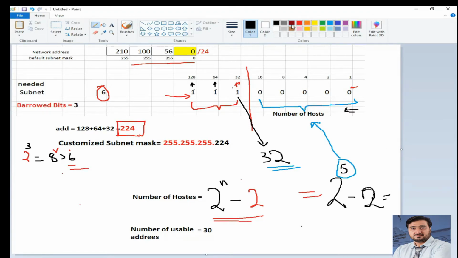Let me take some other color. 30. Okay, this is equal to 30. 2 power 5 minus 2 equal to 30. So now we have the number of usable addresses is 30.